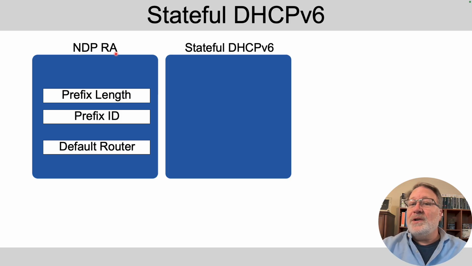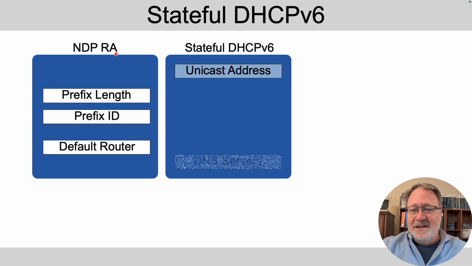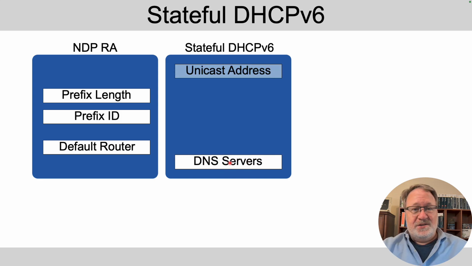But then they still need some other client settings, right? They need a routable address and they need to know the list of DNS servers. And those are two things that can be learned from a DHCPv6 server. And when a client learns both of those from the DHCP version 6 server, we call that stateful DHCP.